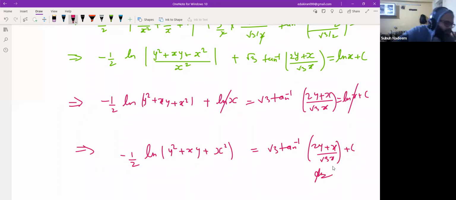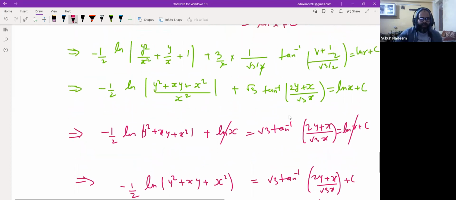Let me check the answer because it is among the solved examples. So they have given the log x square plus xy plus y square. Yeah, it is fine. Is equal to 2 root 3. That will work. And tan inverse 2y plus x by root 3x plus c. Okay, they have taken it plus, so maybe a plus minus issue.